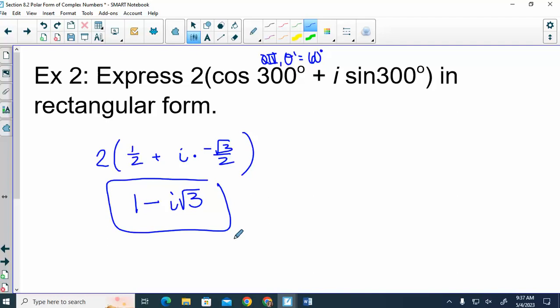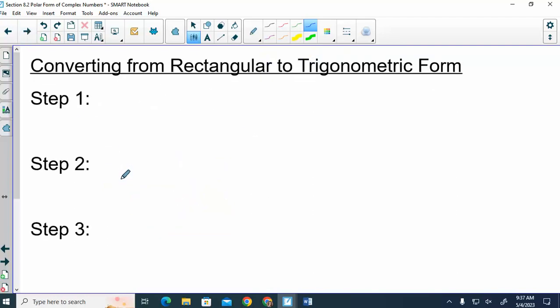So going into rectangular form from polar is pretty simple. We basically evaluate our sine and cosine and distribute that radius through. Going the other way is a little more complicated. So I'm going to probably just write down the steps. I probably won't have time to do an actual example of it today. It's basically a 3-step process.